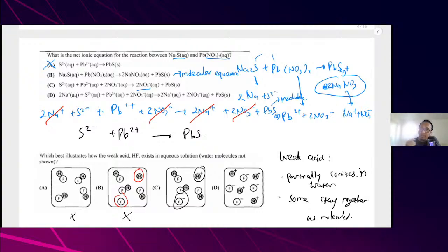Regarding the definition of a weak acid, we want it partially ionized in water. Which one is partially ionized in water? It will be C. And option D has too many ions, which is the definition of a strong acid, not a weak acid. Therefore, choice C is correct.